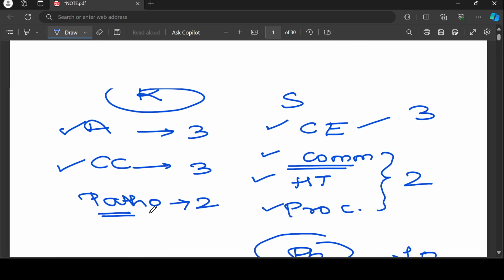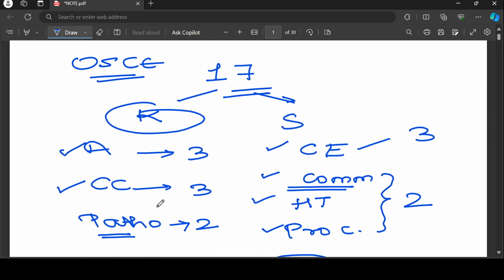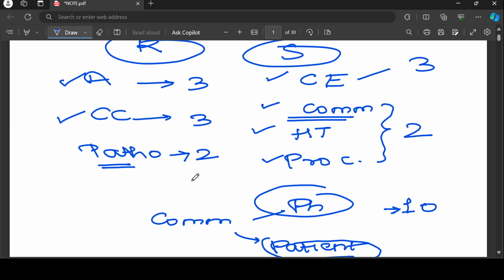So about this pattern, I hope it's clear how it is divided. If people ask me how much they're supposed to score, is it necessary to pass in both, or is it okay to pass in one? You have to pass in both. How is the passing rate decided? It depends from center to center. It varies from center to center. It varies with the date of the exam.